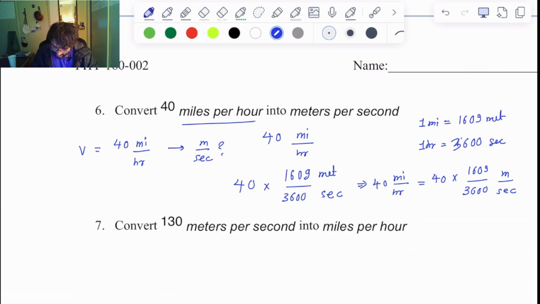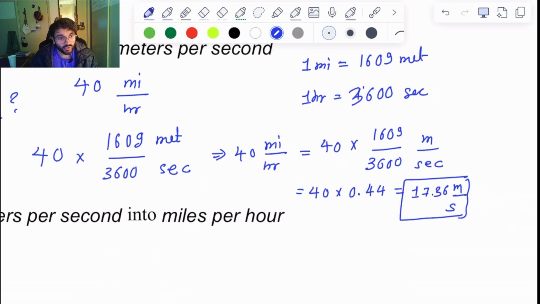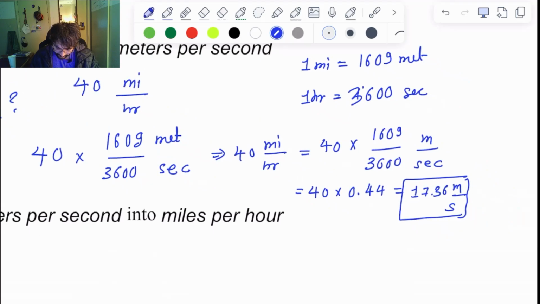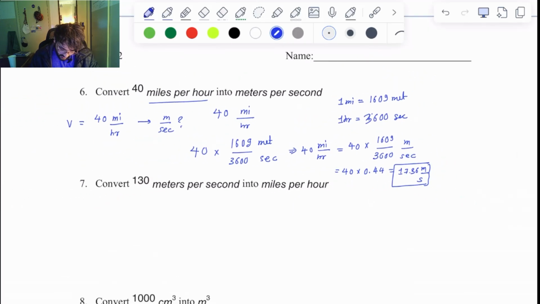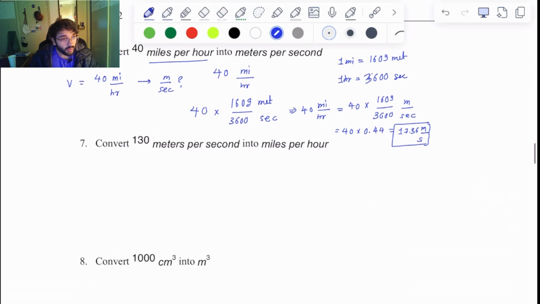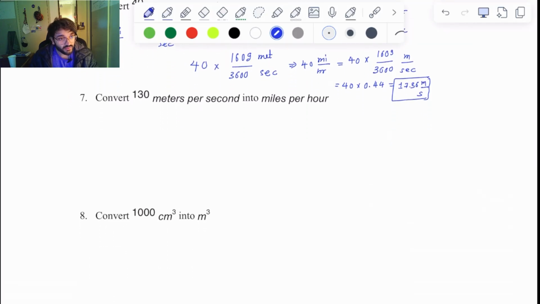1609 divided by 3600 equals 0.44, and 0.44 times 40 is equal to 17.36 meters per second. Okay. Question 7 is convert 130 meters per second into miles per hour.